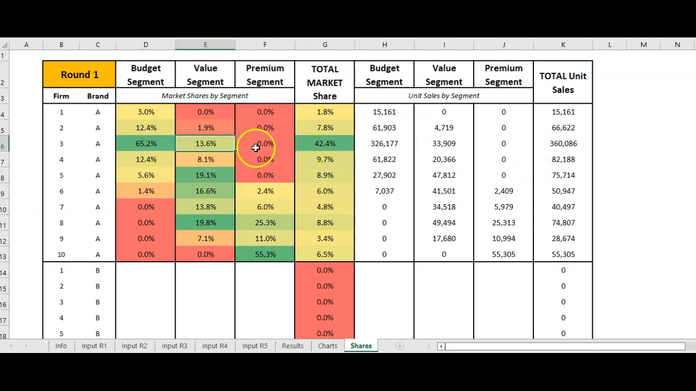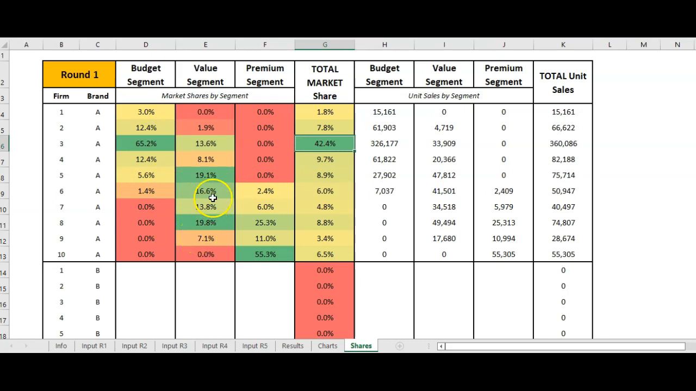Now these numbers won't add up. You can see that 42% is different. The reason is that the budget segment is larger, the value segment is medium size, and the premium segment is smaller. So this is a weighted average. It'll work out that way. For example, they're doing 55% in the premium segment, which is the smallest segment, so their total market share there is relatively small. They're doing 65% in the budget segment, which is quite large, which gives them a very large overall market share. So this can tell us where we're doing well and not so well.